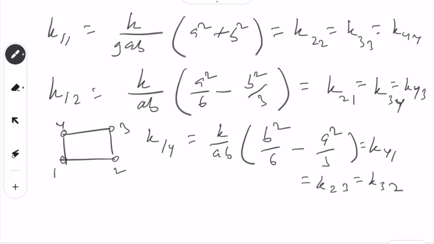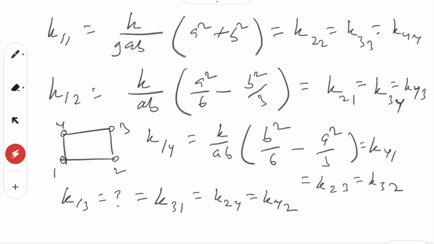So next is k13 is equal to what? Because if you know that, then you can find k31 will be the same value, k24 will be the same value, k42 will be the same value. Why? Because of symmetry, right? This is a rectangle, so these are symmetric, both diagonals, and hence like this. So next we will do is what is the value of k13.